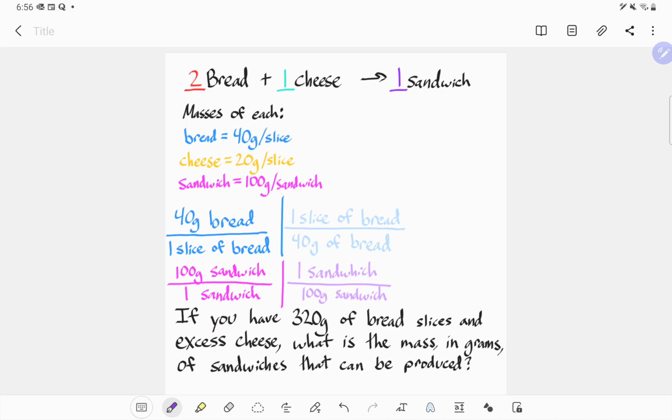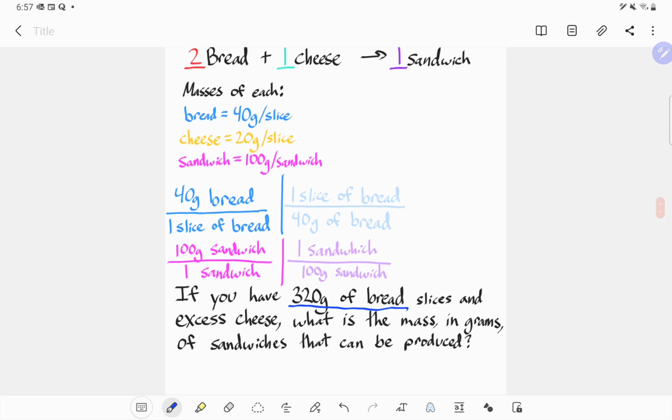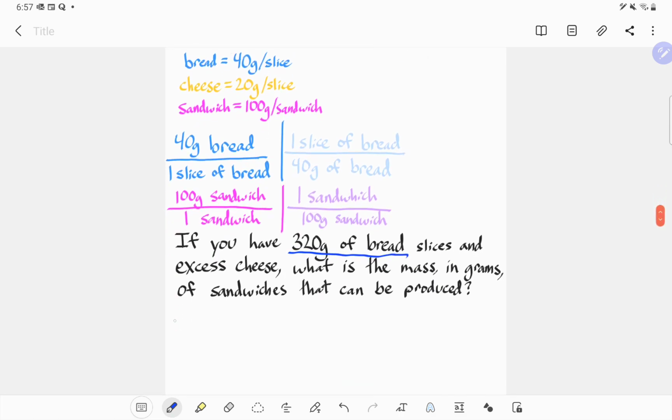So let's look at how to do that this way using these ratios that we just developed. So we have 320 grams of bread, and when we're solving these questions, at least in this manner, we're always going to start with what's given, and it's always going to be written in the numerator by itself. It doesn't get written in the denominator. Don't make that mistake. So we have 320 grams of bread.